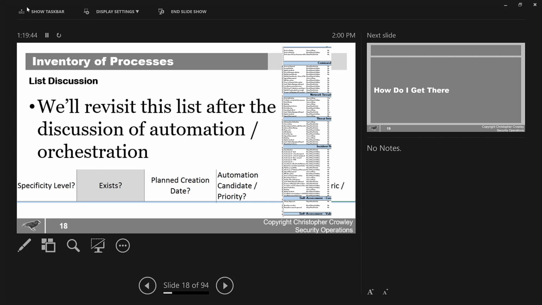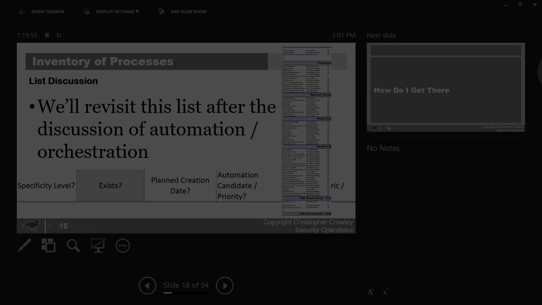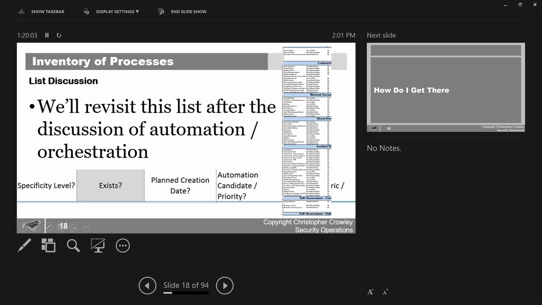Like all this other stuff that's sort of related. There's all these additional operations. Okay? And so this list is organized in this way. Specificity level, does the process currently exist? If it doesn't exist, when do we think we'll get it created by? And then the priority for automation or orchestration. Okay? And a lot of the rest of this talk I'm going to be talking about what that priority looks like.